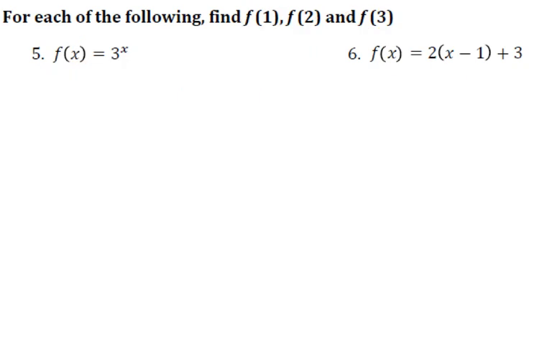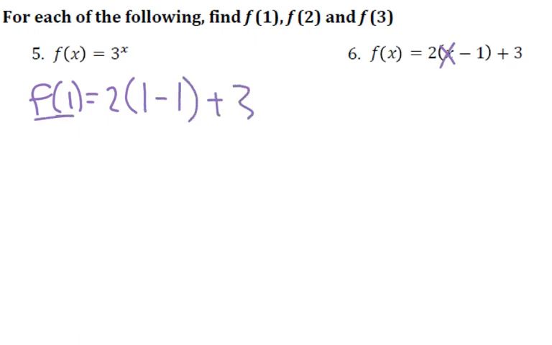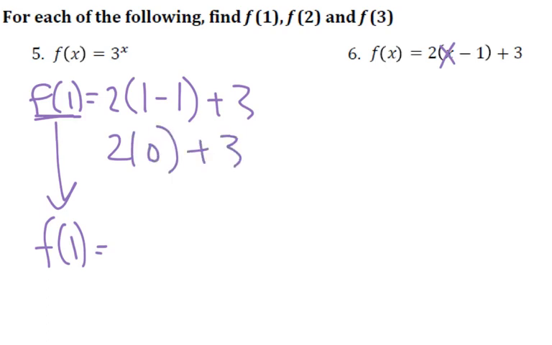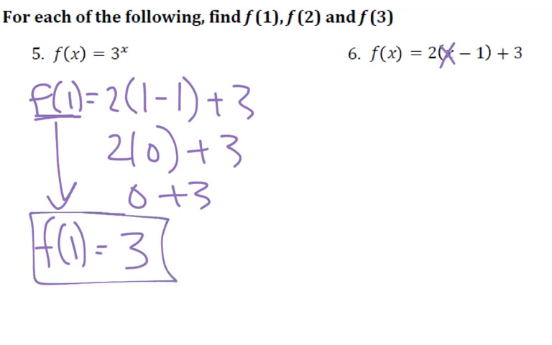Okay, number 6, same idea. So I just go f of 1 equals 2 times, instead of x, we put 1, minus 1, plus 3. And then I just simplify this. f of 1 I don't do anything to. That's just going to be my result. So 1 minus 1 is 0. 2 times 0 is 0. 0 plus 3 gives us 3. So there's our answer. Now f of 2.